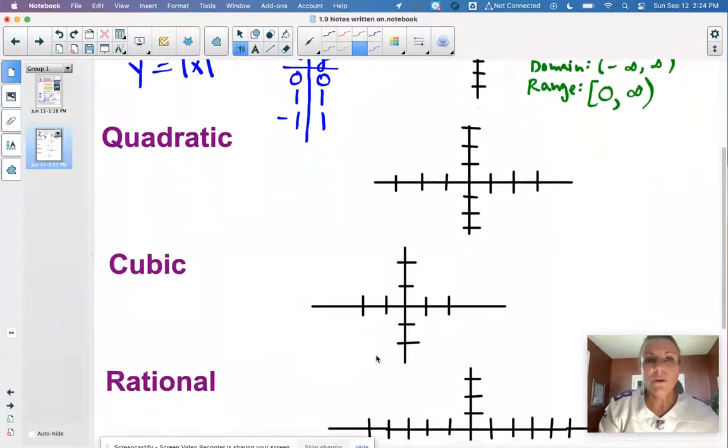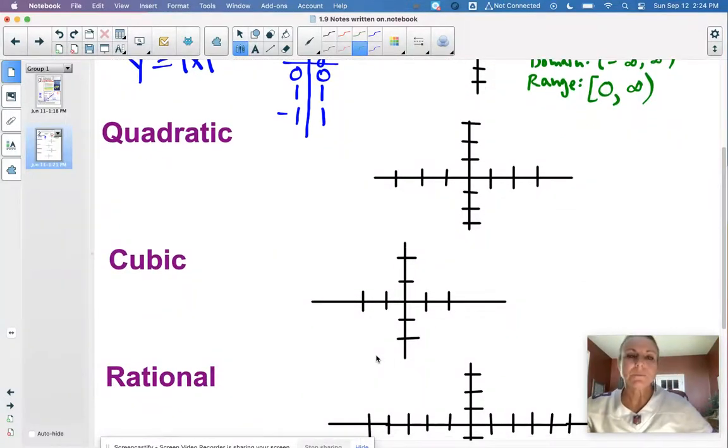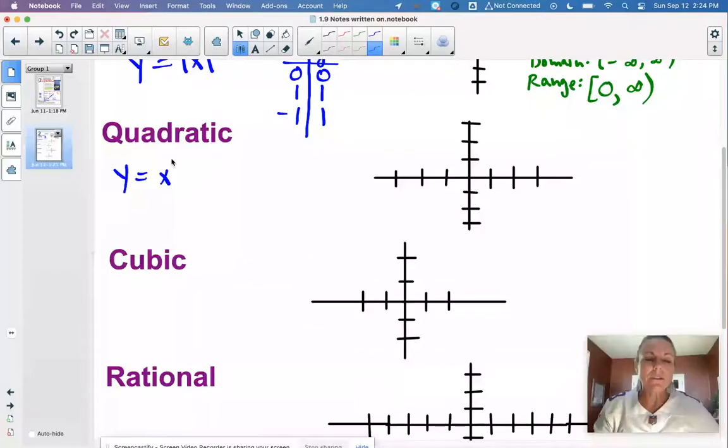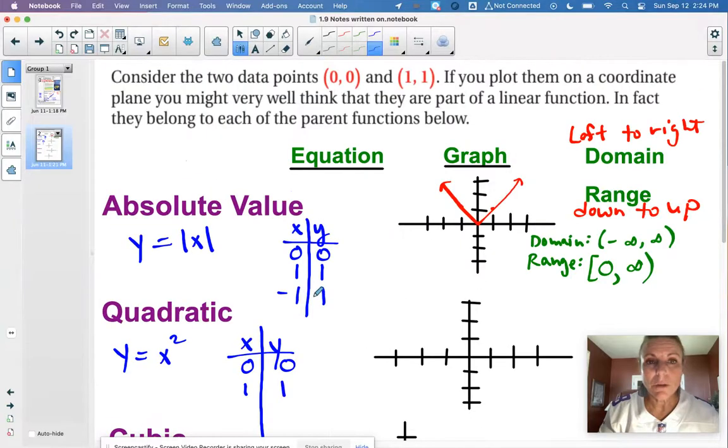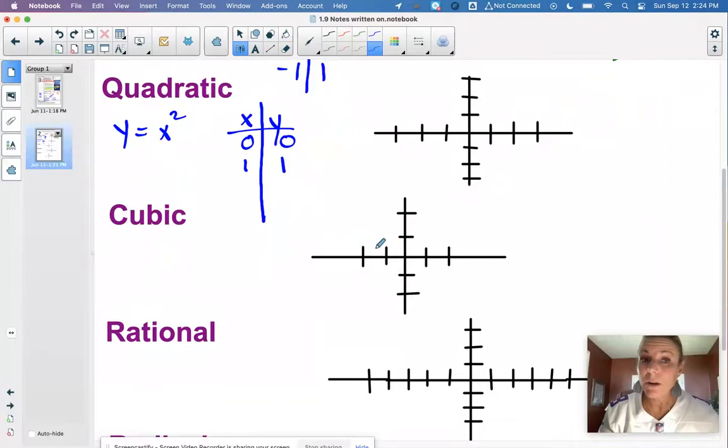Okay, let's scroll down and let's look at quadratic. And again, at any time, you can stop the video to catch up. Y equals x squared. So let's make our table. We already know we have to do 0 and 1 as our x's. Well, plugging 0 in there, 0 squared is 0. 1 squared is 1. So far, 0, 0 and 1, 1 have been on the absolute value and are going to be on the quadratic function.